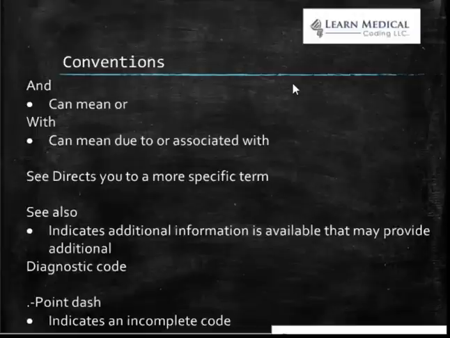See will direct you to a more specific term. So if you're told to see, you need to see. Okay, you need to go to that specific term if they're telling you to go see something. Well, see also means that there may be additional information available for you to choose the correct code, so you will need to see that diagnosis as well. The point dash just indicates that this code is not complete. Additional characters will be needed to complete this code.